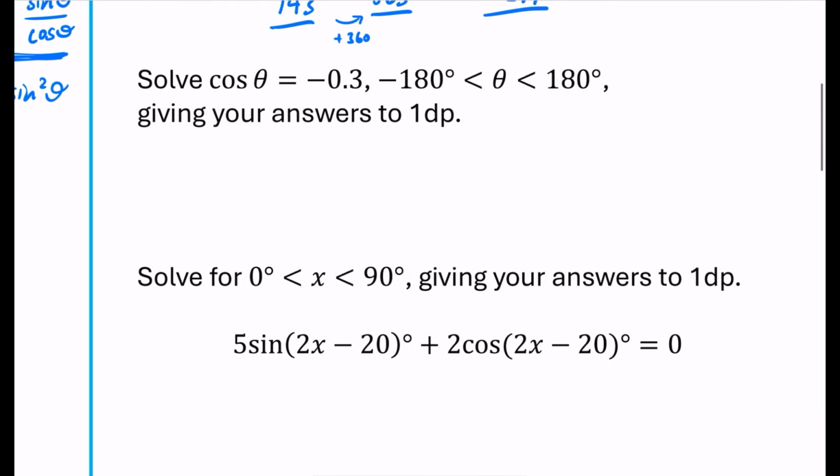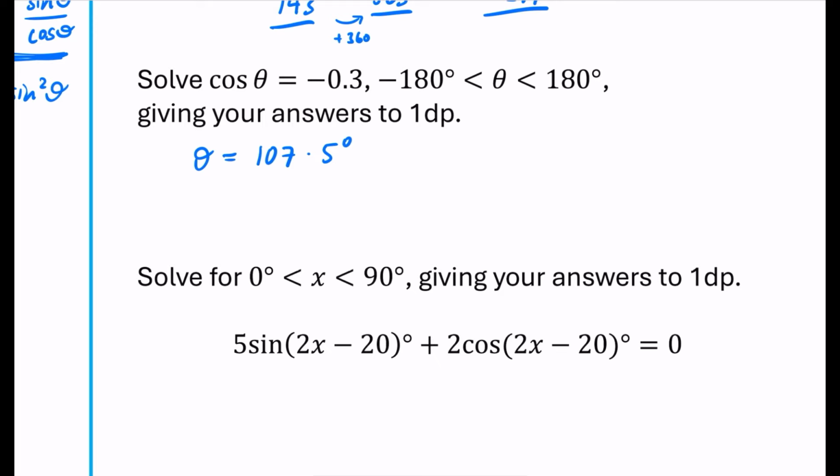So for this one, we have the range between minus 180 and 180, and we're going to solve cos theta equals minus 0.3. So on my calculator, I'll do the inverse cos of minus 0.3. We're doing it to one decimal place here. So that is 107.45, so that's 107.5 degrees.